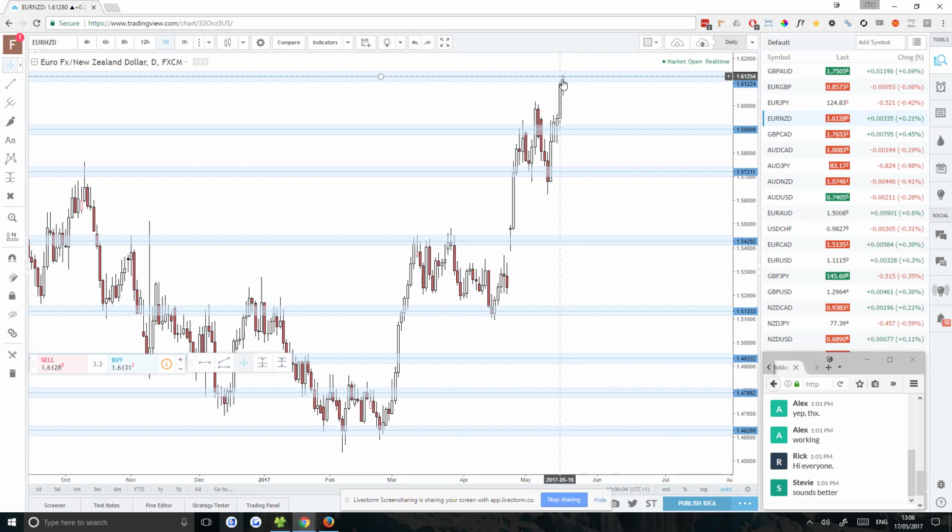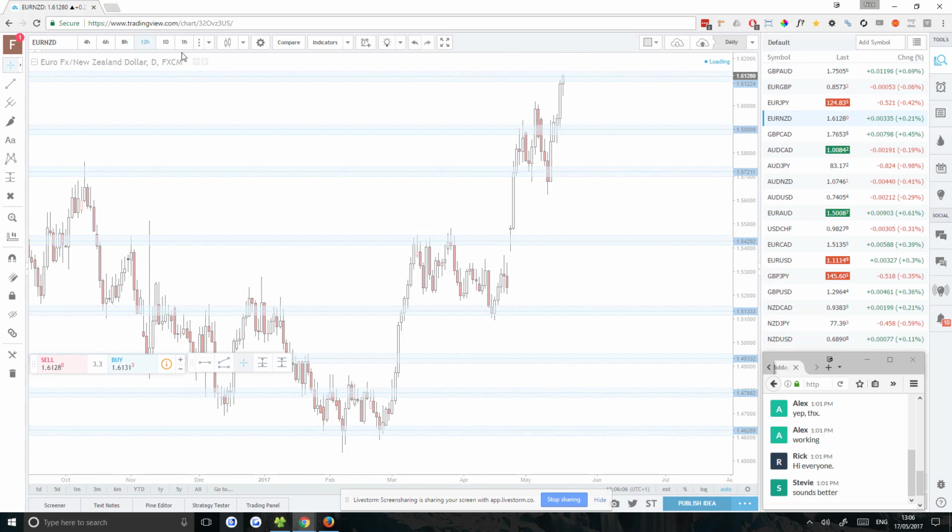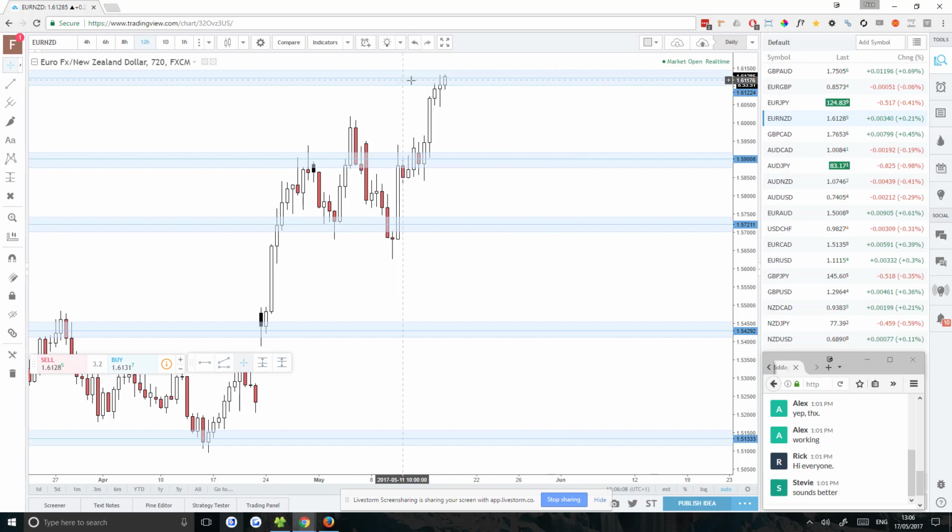Euro New Zealand seems to be slowing down at this resistance area. First 12-hour candle closed as indecision, so that showed us that buyers were losing control of price. This current candle is making new highs, so I wouldn't say that there's definite signs that sellers have taken control and that buyers have lost control, but this is worth watching.